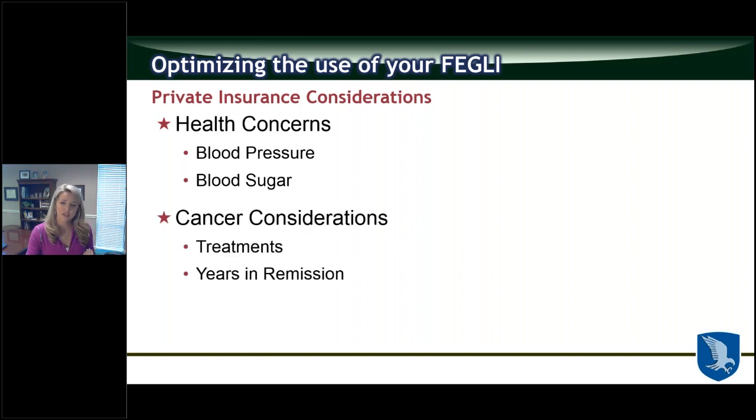There are some cancer considerations. If you previously had cancer, they're going to ask you questions. What kind of treatments did you have? How many years have you been in remission? And based on that information, I have seen individuals with a cancer history who are able to obtain life insurance later on because of the treatments that they had and the years that they've been in remission. So definitely check into that.